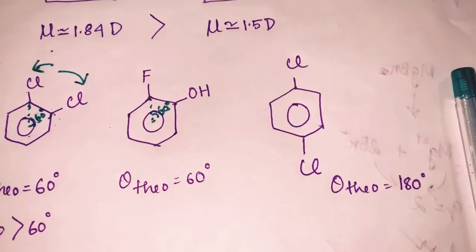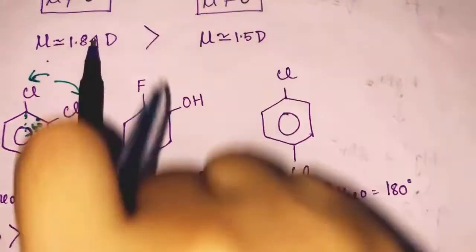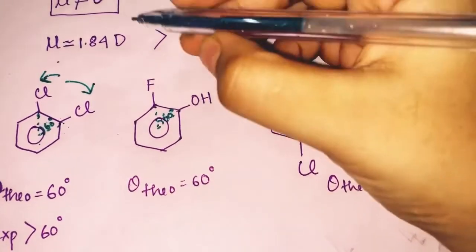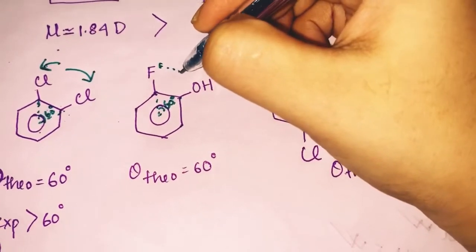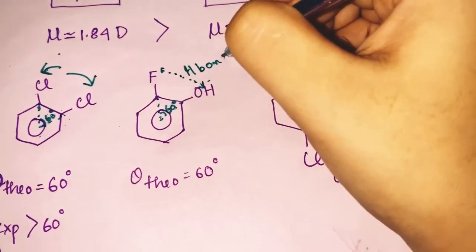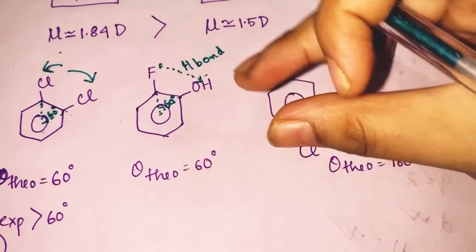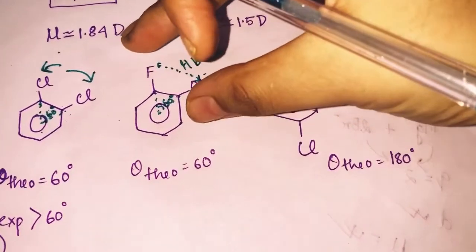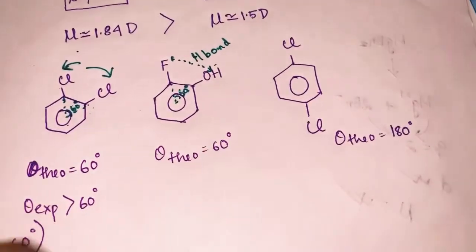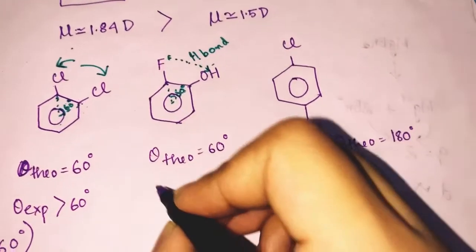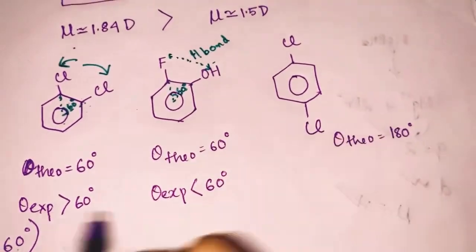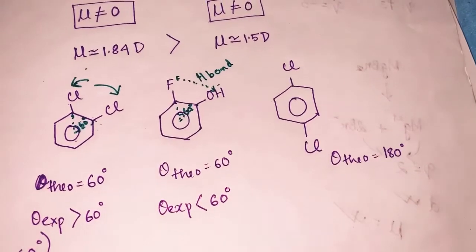In the next case, there is hydrogen bonding taking place between the hydrogen of OH and the fluoride ion. There is a kind of H bond formation here. As a result of the bond formation, fluorine and OH come closer to each other, because of which the theta experimental doesn't remain 60 anymore, rather it decreases, so it becomes less than 60 degree.